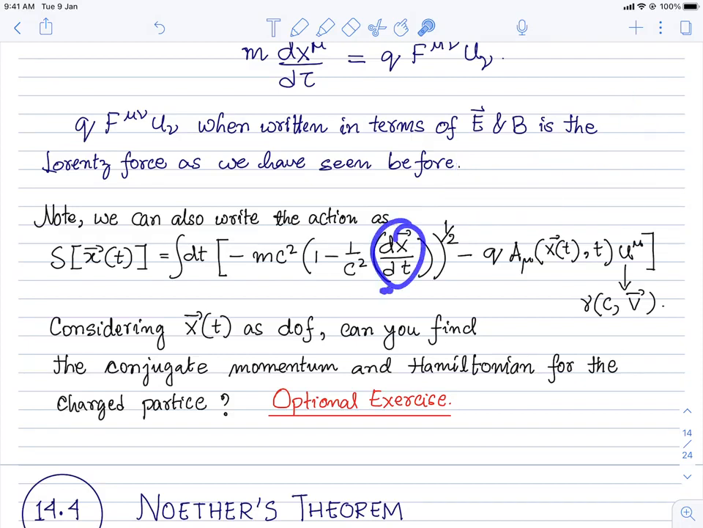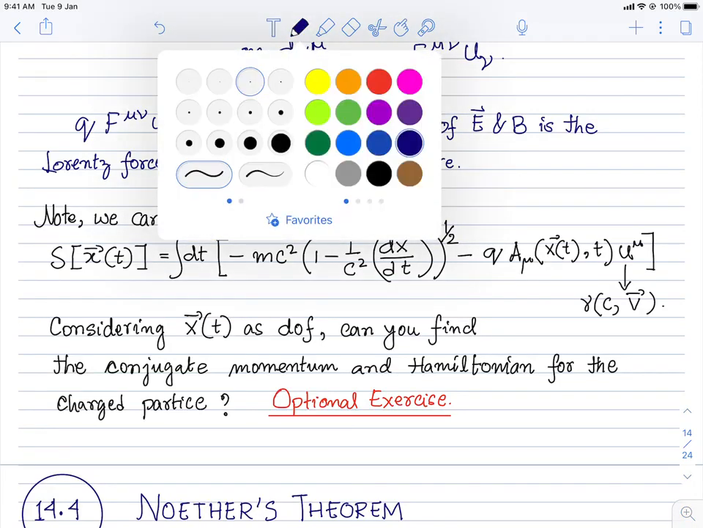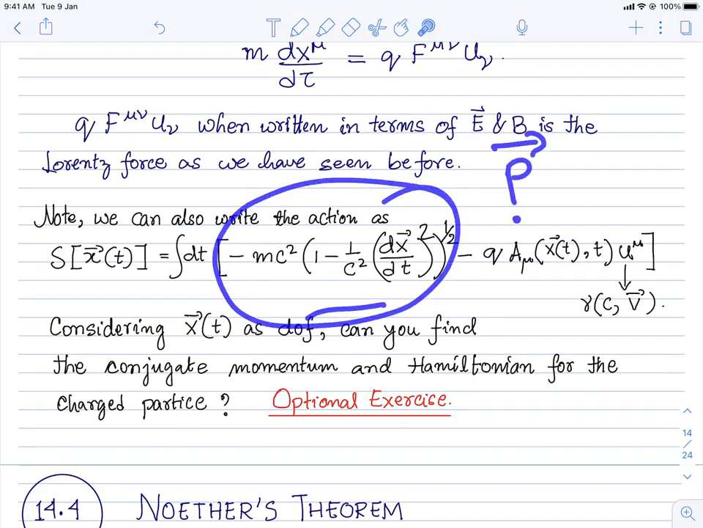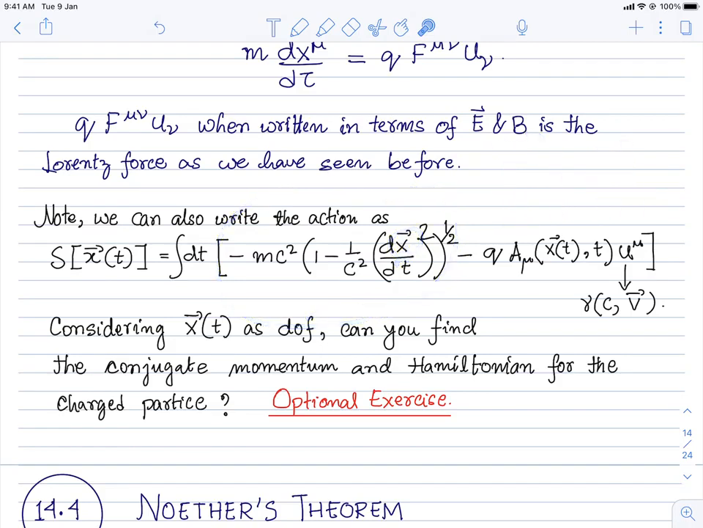And so this dx/dt is now a 3-vector, and this is just the 3-vector square. How did I miss the square? This is v squared by c squared. If you remember our discussion for the free particle, we started from here, and then we calculated the conjugate momentum conjugate to this x, and the Hamiltonian corresponding to this Lagrangian of the free particle, and we had some nice observations about the momentum and the Hamiltonian.